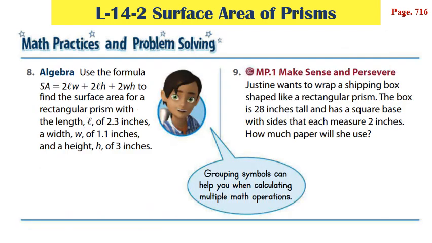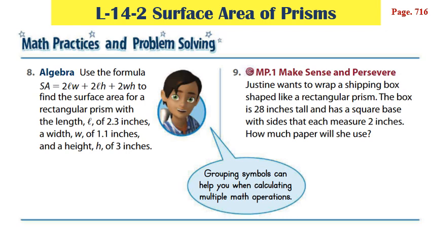Alright, now let's solve number 8. Use the formula SA equals 2LW plus 2LH plus 2WH to find the surface area for a rectangular prism with a length, L, of 2.3 inches, a width, W, of 1.1 inches, and a height, H, of 3 inches. Did you get the answer?